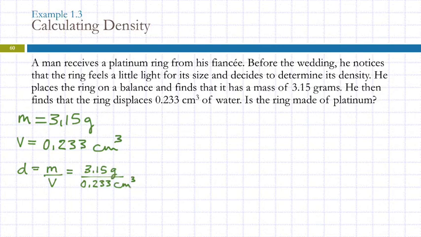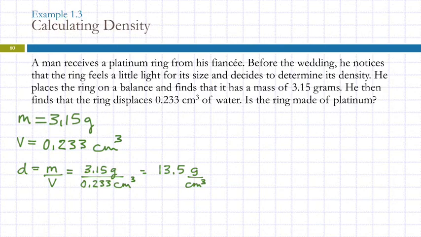So now get your calculator out. You should always bring your calculator. So 3.15 divided by 0.233. So the density is 13.5, and none of those units cancel out or anything, so they're just going to sit there, grams per cubic centimeter. Okay?